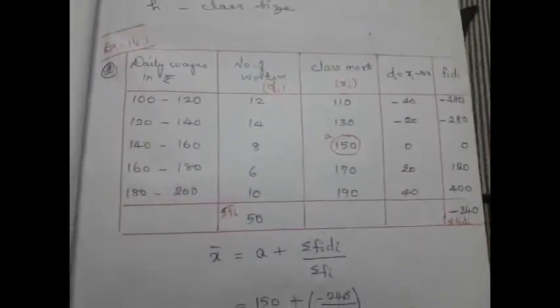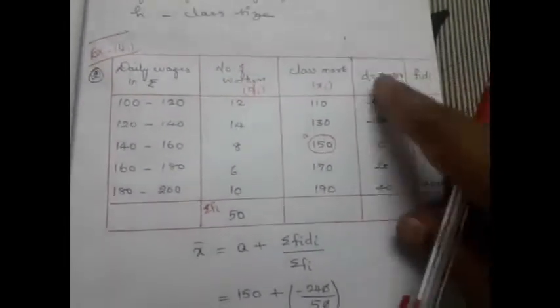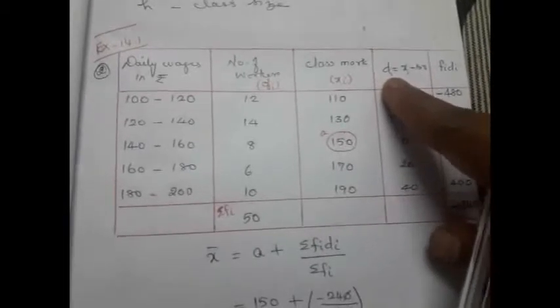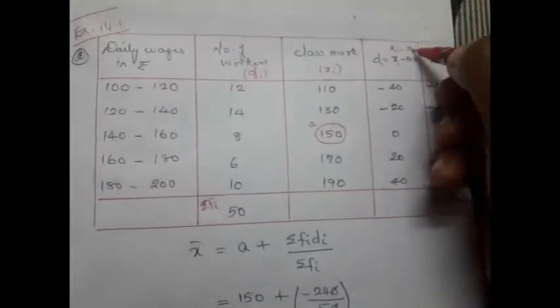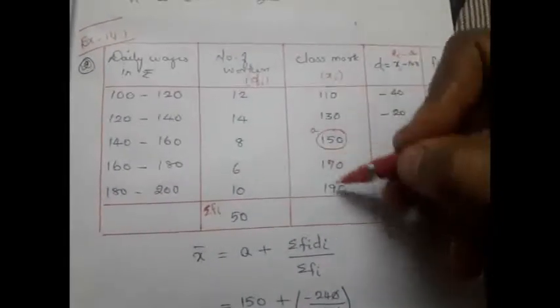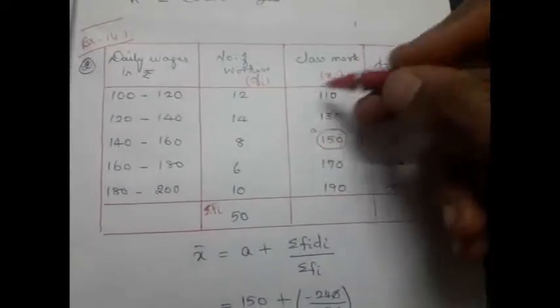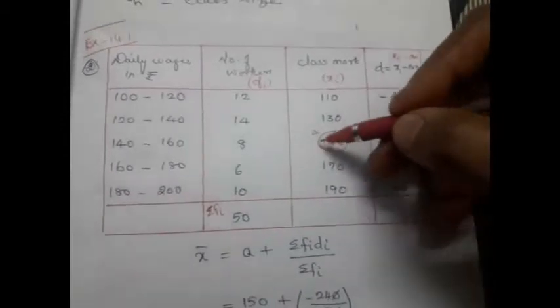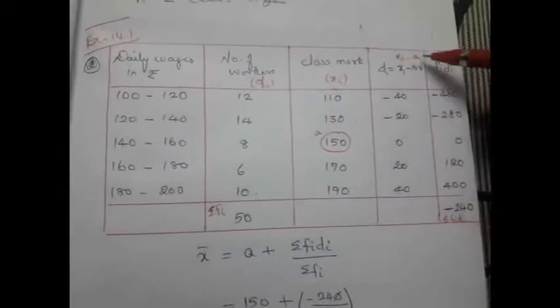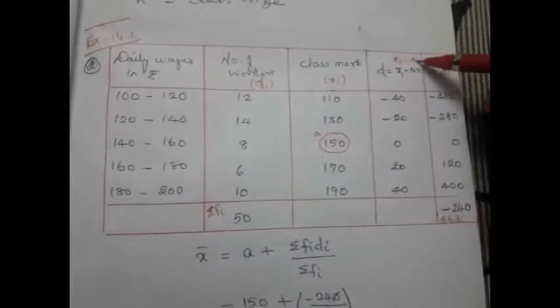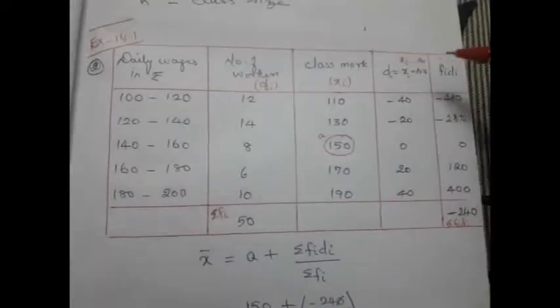Now I am going to use the assumed mean method, then immediately we need the values for D. D is x minus A, Xi minus A. What is your A? I told you, you can assume any one value among your x values. Mostly we will go with the middlemost value. So I am assuming 150 as my A. So we need to subtract A from each x value, Xi minus A.